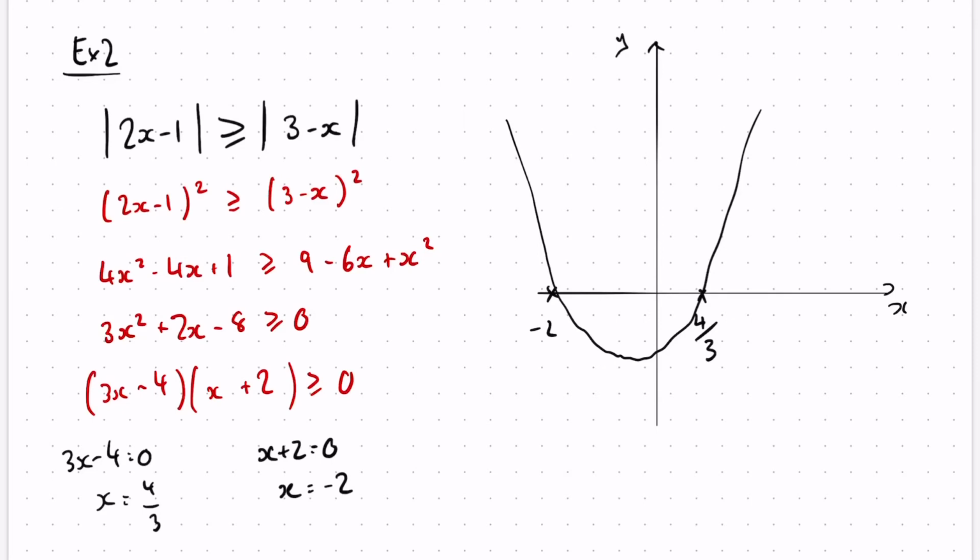And I want to know, when is this graph greater than or equal to 0? So that is when it's above the x-axis. So when is it above the x-axis? It's above the x-axis when it's less than minus 2 or greater than 4 over 3. So my solution is x is less than or equal to minus 2, x is greater than or equal to 4 over 3.